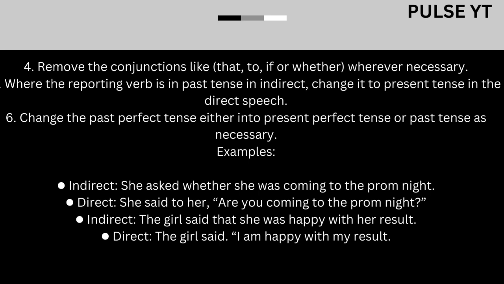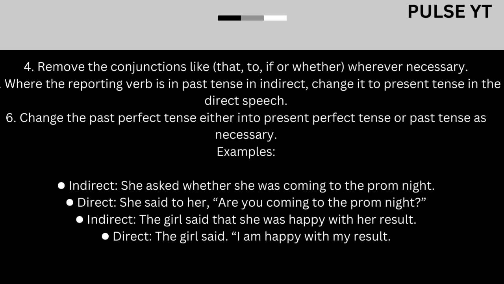4. Remove the conjunctions like that, to, if or whether, wherever necessary. 5. Where the reporting verb is in past tense in indirect, change it to present tense in the direct speech. 6. Change the past perfect tense either into present perfect tense or past tense as necessary.